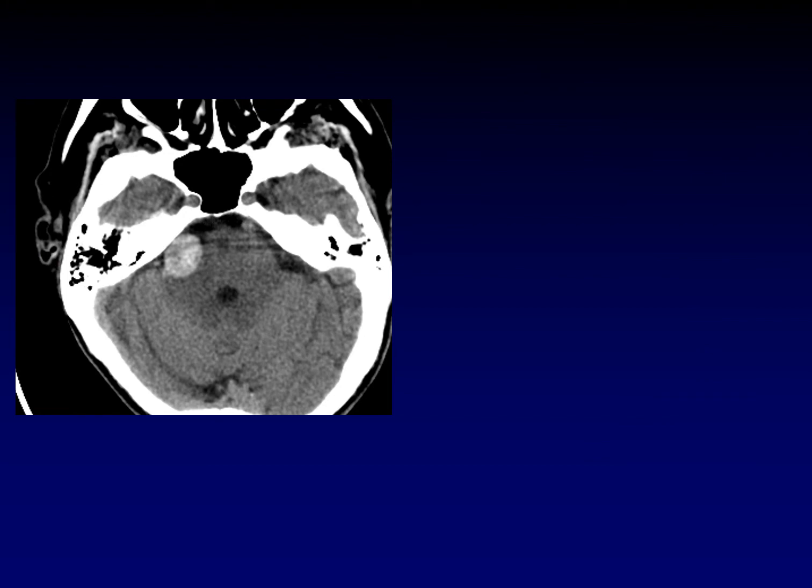Here is a worrisome hyperdense mass in the cerebellopontine angle cistern. It's very rounded, it doesn't have a broad base. Maybe this is a vestibular schwannoma, but there's a trick here. This is an unenhanced scan. So why would a vestibular schwannoma be so dense? We've talked about the fact that they don't actually calcify.